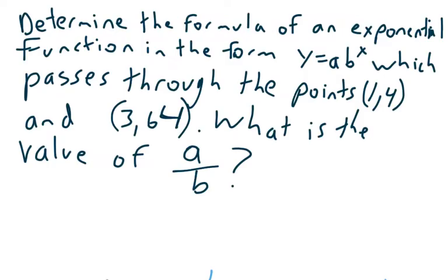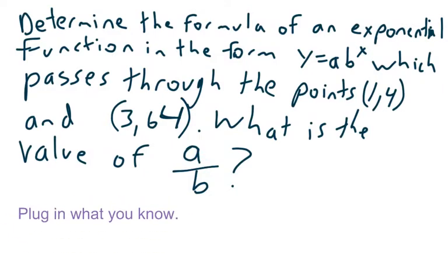Okay, exponential functions given two ordered pairs. So let's say we need to determine the formula of an exponential function in this form, y equals ab to the x power, that passes through these 2 points, and we need to find the value of a over b.